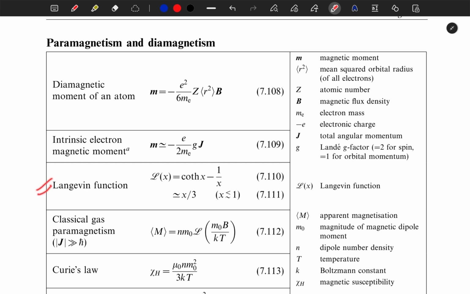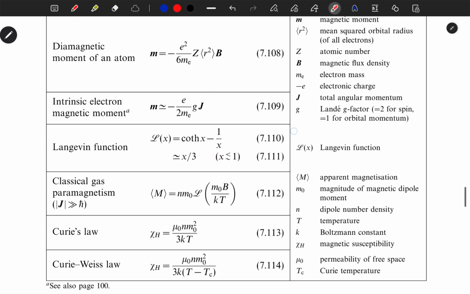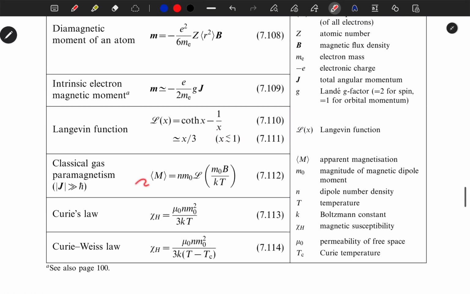Langevin function L(x) equal to x by 3, for x less than 1. Classical gas paramagnetism, average of m equal to n m0 L of m0 B by kT. Curie law, chi h proportional to 1 by T. This is Curie's law. Curie-Weiss law, this is chi h proportional to 1 by (T minus Tc).